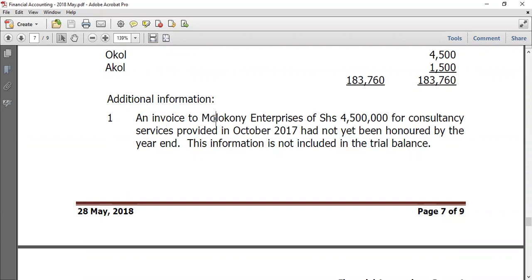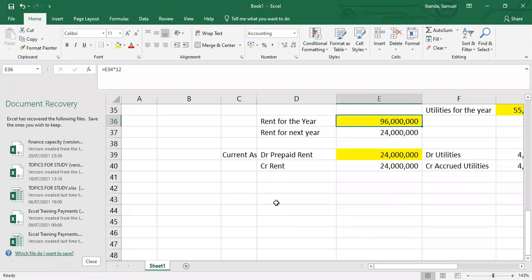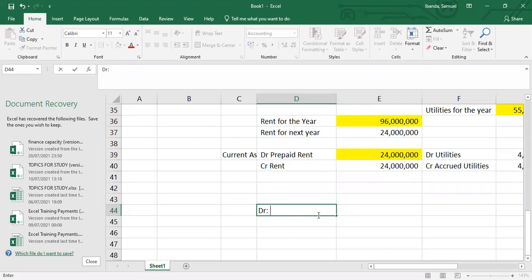So what we shall do, since this is not included in the trial balance, remember what they have told us about our accrued income. They have said we go ahead to debit the income receivable and then credit the income itself. So the same thing we are going to do here.